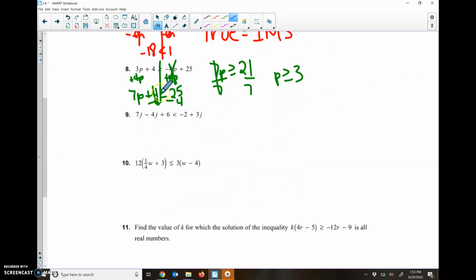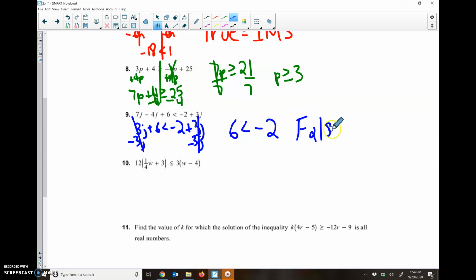Now let's look at another many solutions or no solution problem. So you'll see here, we also got some simplifying to do. So 7j minus 4j is 3j. And you'll see we have a 3j on the other side too. So we're going to end up canceling out those 3j's. Subtract 3j from each side, cancels out. So I'm left with 6 is less than -2. And that is not true. 6 is not less than -2. So this one is false. And we would say that that is a no solution.